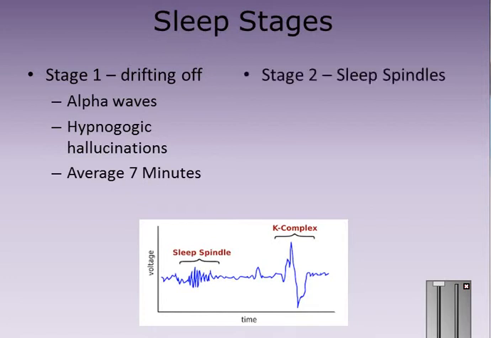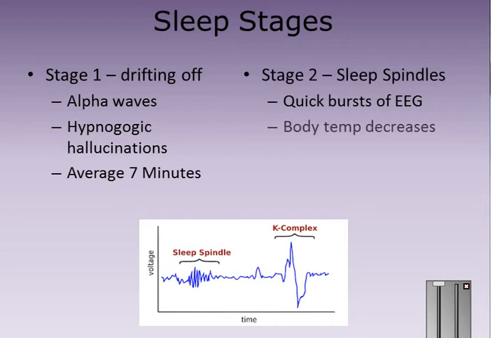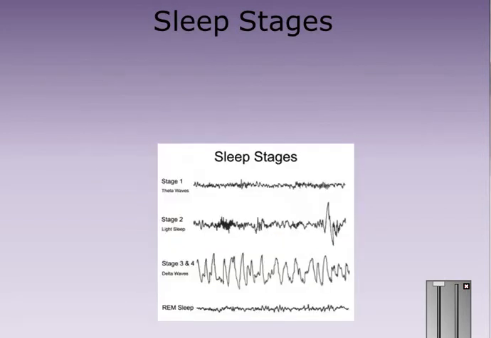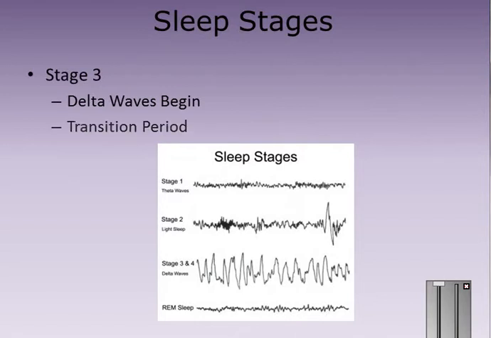Stage 2 lasts approximately 20 minutes. From the EEGs, as you can see from the graphic of the sleep spindle on the EEG pattern on the left, sleep spindles are produced as body temperature and heart rate slow down. In stage 3, deep, slow brain waves begin to emerge. This is the transitional period between light and very deep sleep.